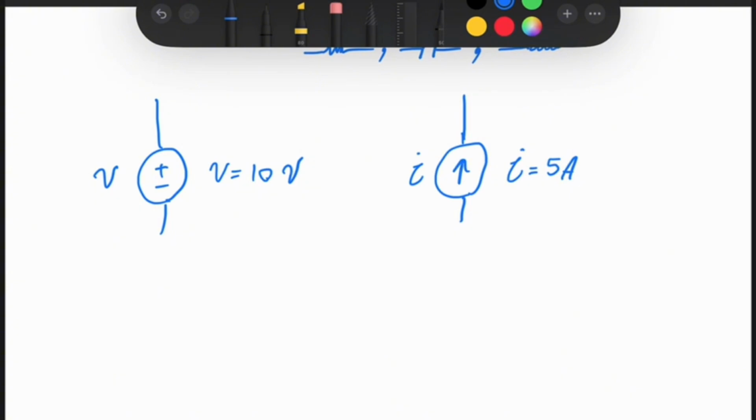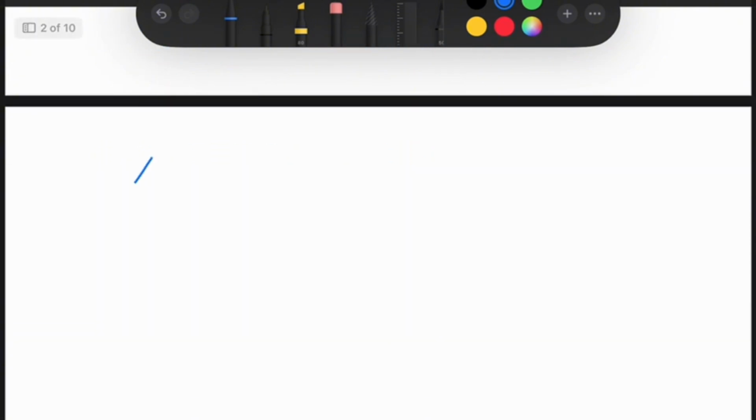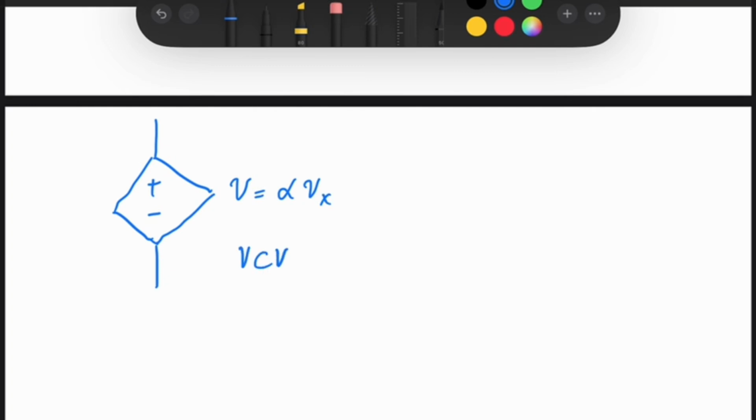Then we have dependent or controlled sources. These sources depend on some other voltage or current in the circuit. We have four types of those. Voltage controlled voltage source, which symbolically we show like this. We say that V is equal to alpha Vx. We call it a voltage controlled voltage source.